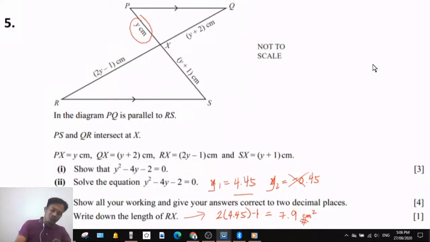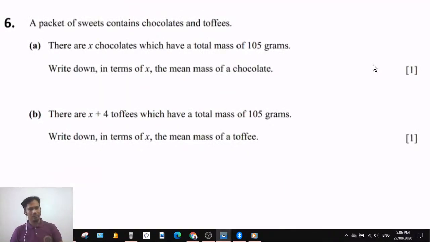Let's move on to question number 6. A packet of sweets contains chocolates and toffees. There are x chocolates which have a total mass of 105 grams. Now you will notice there are x chocolates, and I don't know how many chocolates we have there. Write down in terms of x the mean mass of a chocolate.